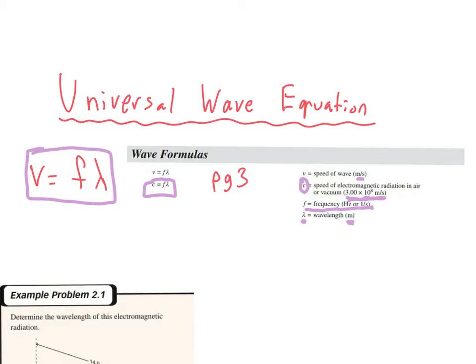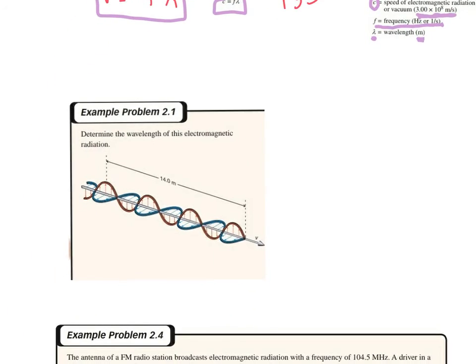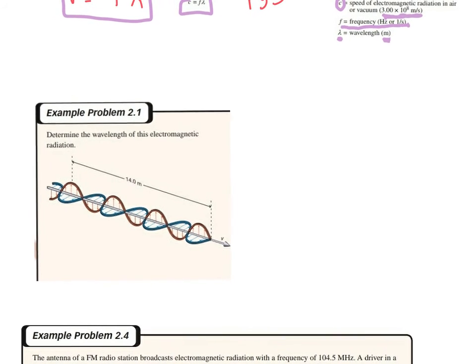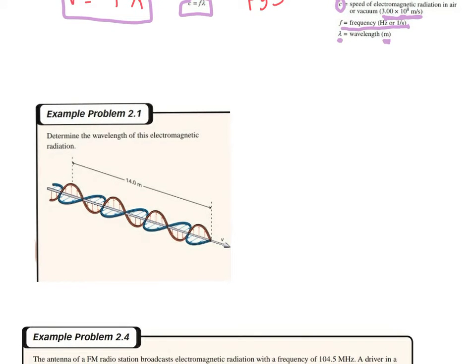The first example I want to go over is going to be looking at the wavelength. Here's a question from the textbook. The question states, determine the wavelength of this electromagnetic radiation. We can see that it is 14 meters from this point to this point. We now need to figure out how long one wavelength is. A wavelength is going to be measured from the same point to the same point.